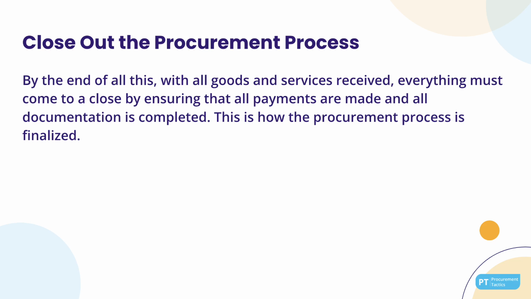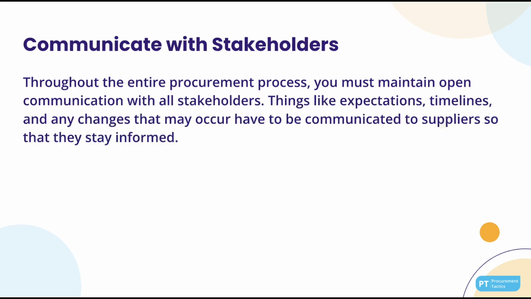But before we move on, we want to emphasize something very important that you cannot take for granted for the entire process, and that is communication. Throughout the entire procurement process, you must maintain open communication with all stakeholders. Things like expectations, timelines, and any changes that may occur have to be communicated to suppliers so that they stay informed. This helps you in aligning supplier efforts to your organizational goals while also managing potential risks effectively. This also ensures transparency with stakeholders during the entire process.